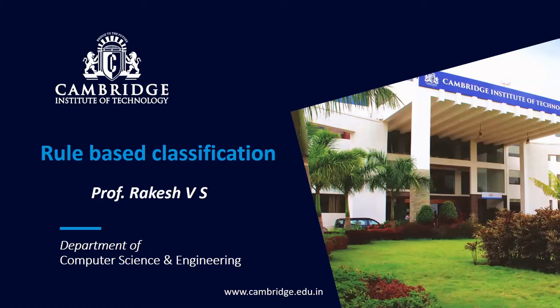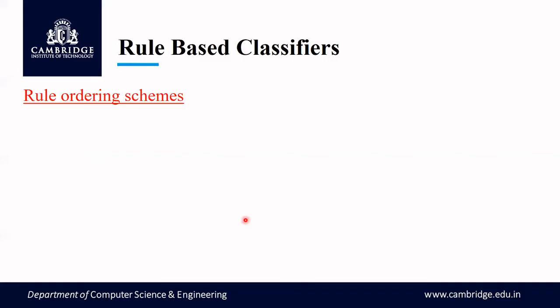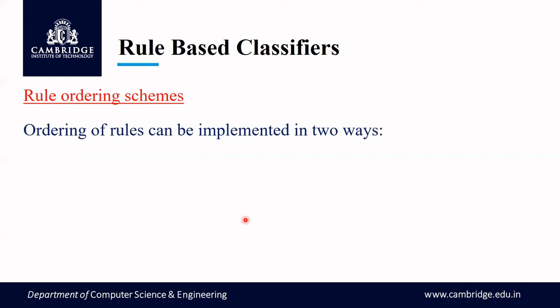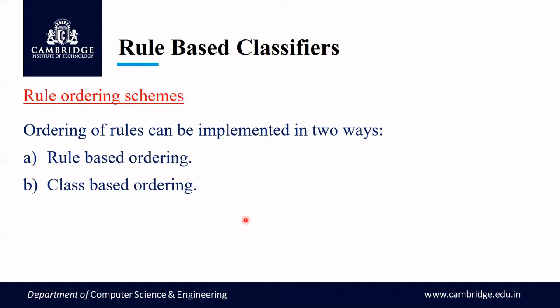Welcome to the next session in Module 4, that is rule-based classification. The next topic that we have is rule ordering schemes. So what is this rule ordering scheme? We'll see. Rule ordering can be implemented in two ways. One is rule-based ordering and the other one is class-based ordering, which is very much similar to what we have studied, that is, ordered rules and unordered rules.